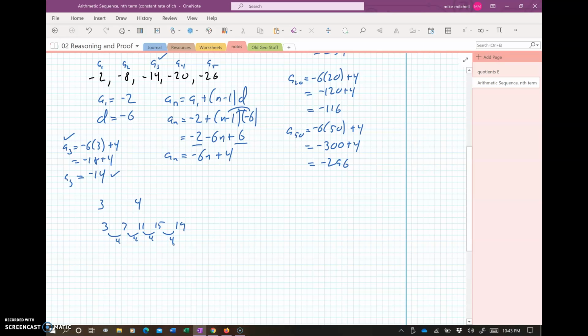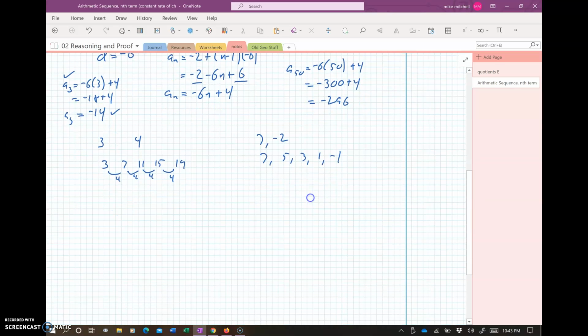You can try doing negative ones or going down. So let's say a starting point of 7, let's go down 2. So that might be 7, 5, 3, 1, -1, and so on. You can do them with decimals. Let's start off with -2.8, and let's go with an increase of 1.6. So that'd be -2.8, -1.2, 0.4, 2.0, 3.6.